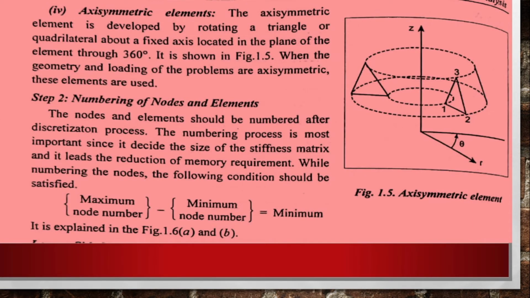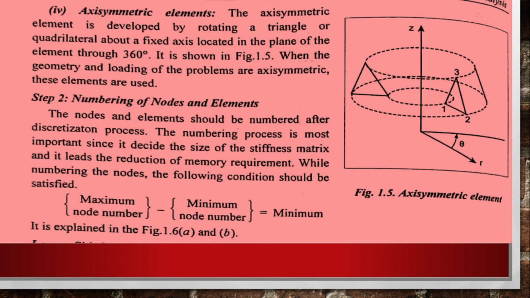And the last one is the axisymmetric element. This axisymmetric element is developed by rotating a triangle or quadrilateral about a fixed axis located in the plane of the element through 360 degrees. Okay, in this axisymmetric element, we are fixing a plane. Okay, it is an xy plane or xyz plane. We are fixing a plane.